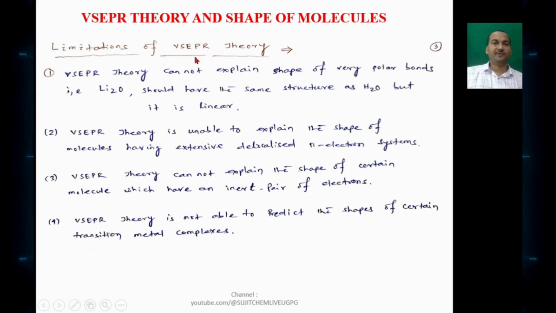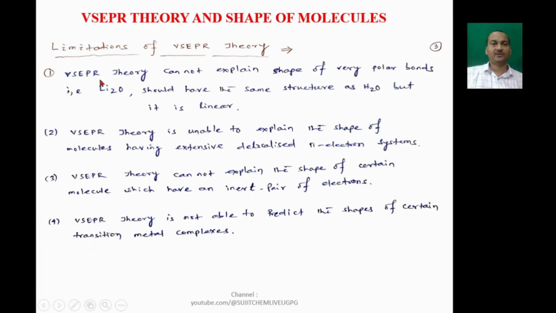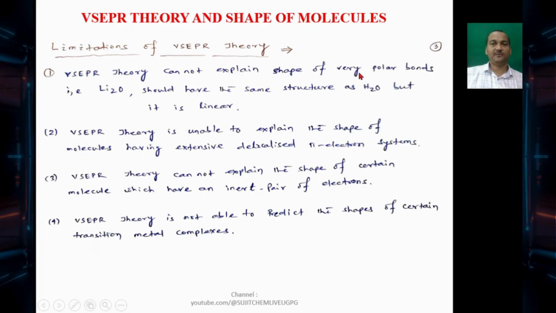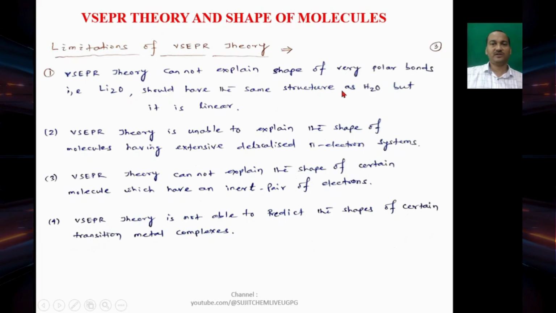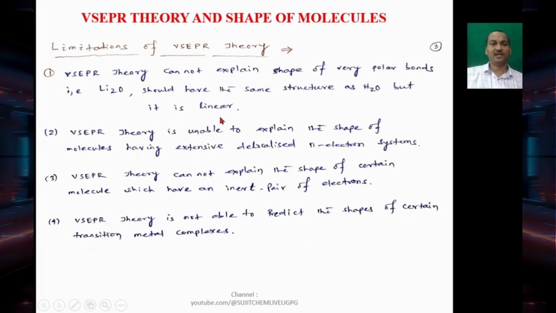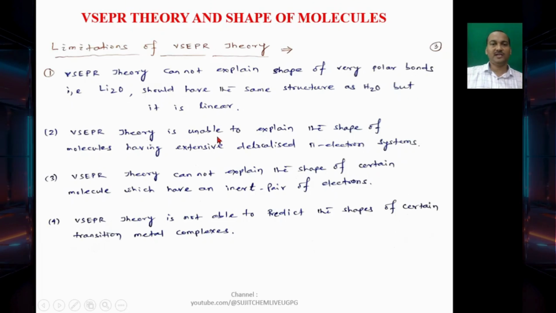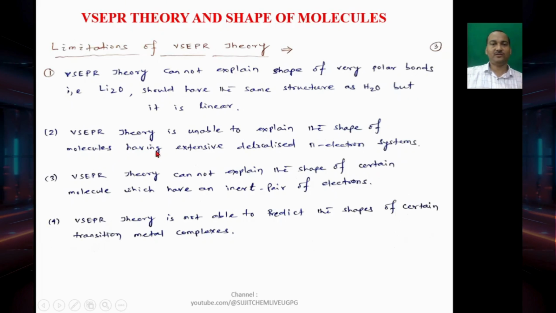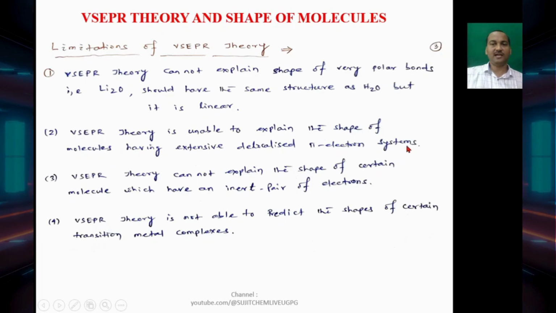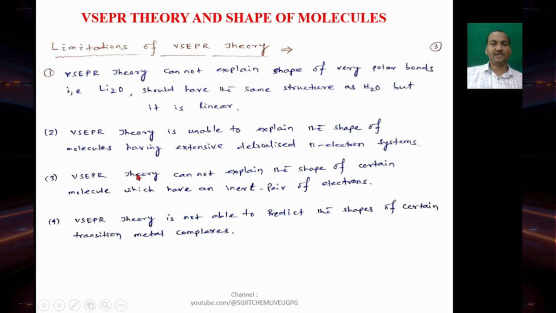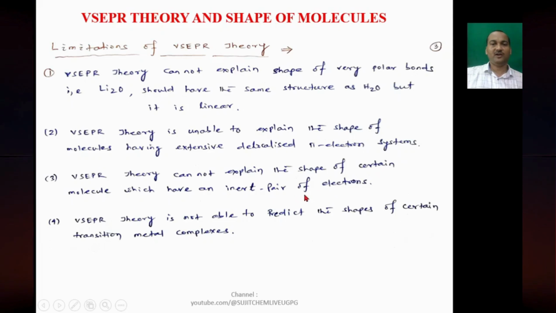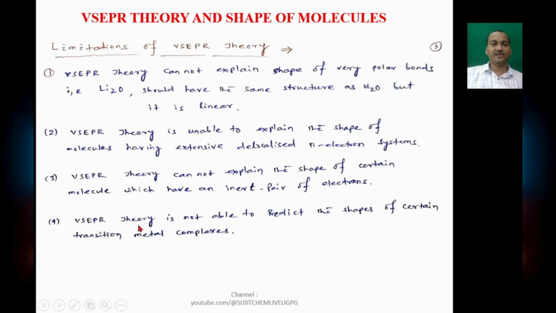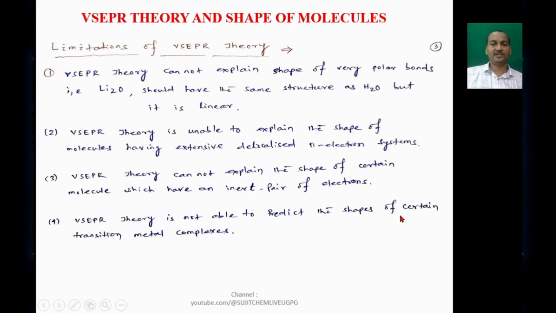So let's discuss the limitations of VSEPR theory. VSEPR theory cannot explain the shape of very polar molecules like Li2O, which should have the same structure as water, but it is linear. VSEPR theory is unable to explain the shape of molecules having extensive delocalized pi electron systems. VSEPR theory cannot explain the shape of certain molecules which have an inert pair of electrons. And VSEPR theory is not able to predict the shape of certain transition metal complexes.